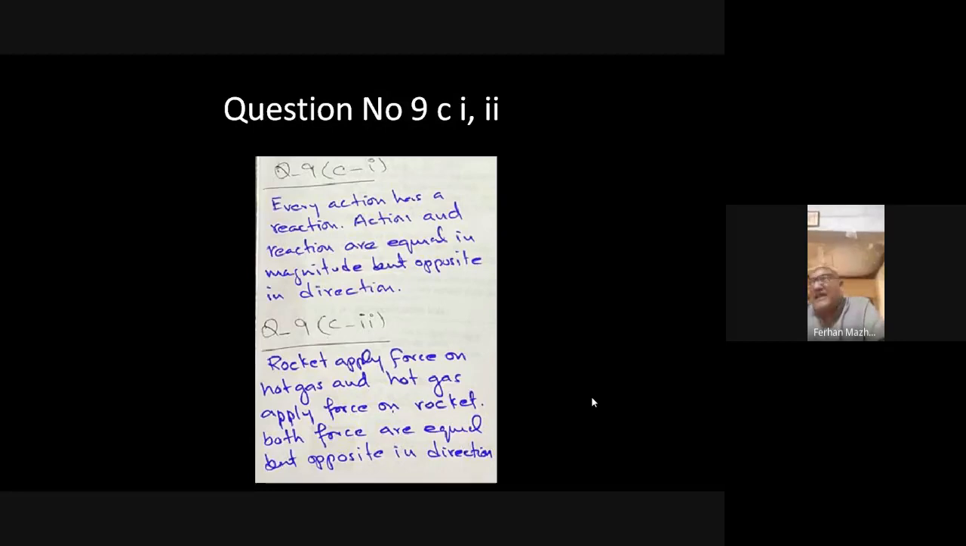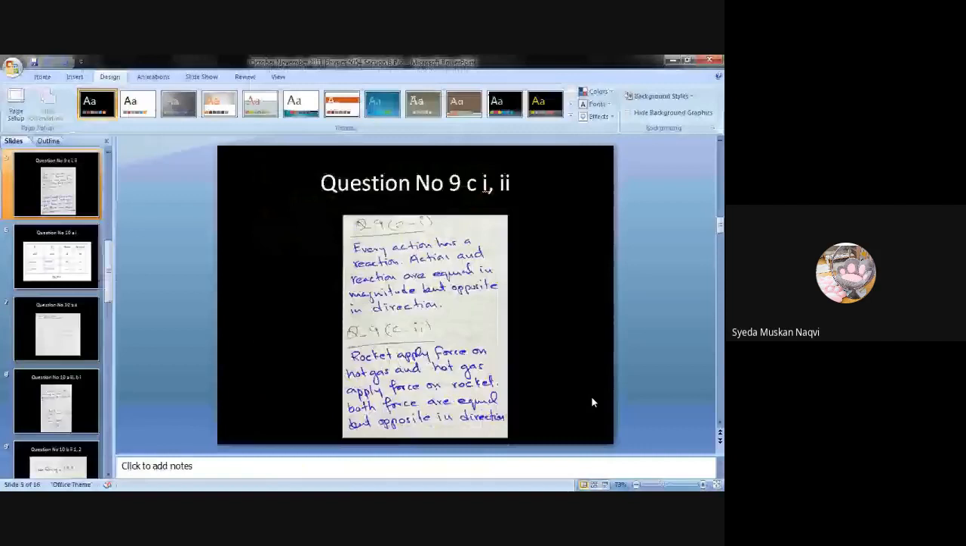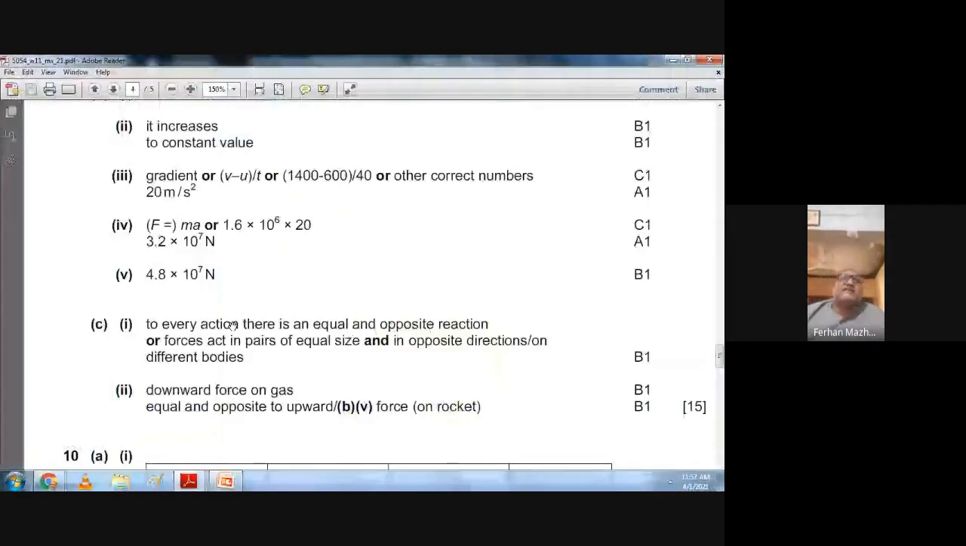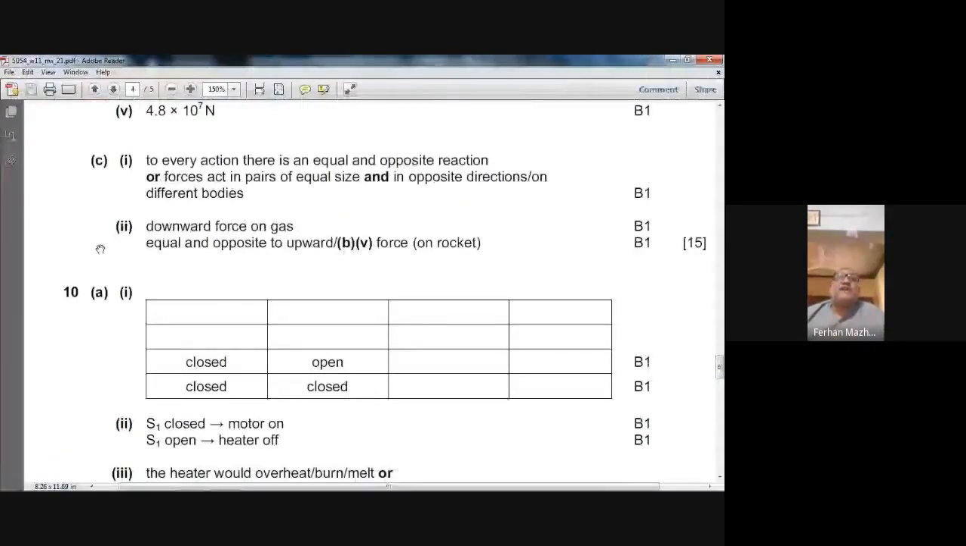Muskan, have you written this answer? Yes, done, sir. Done. So let us check from the marking scheme. See, first part, the marking scheme says: To every action, there is an equal and opposite reaction. The forces act in pairs, equal in size and opposite in direction, on different bodies. On different bodies is also a very important statement.